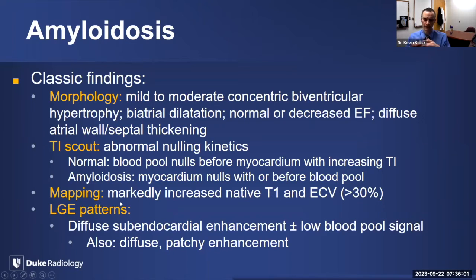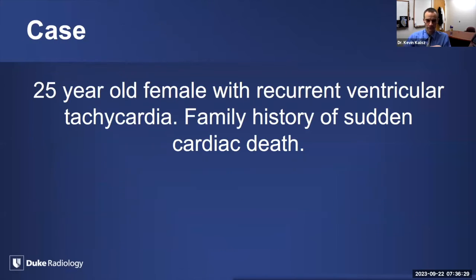LGE pattern can be a little bit variable, but what's classically described is diffuse subendocardial enhancement. And as I showed, especially with that second case, sometimes it gets very wonky in the sense that on all of our other LGE images the blood pool remains bright, but sometimes in amyloidosis LGE images, the blood pool is actually dark relative to the enhancing myocardium. But sometimes you have atypical cases. Sometimes it just looks like diffuse, patchy enhancement.